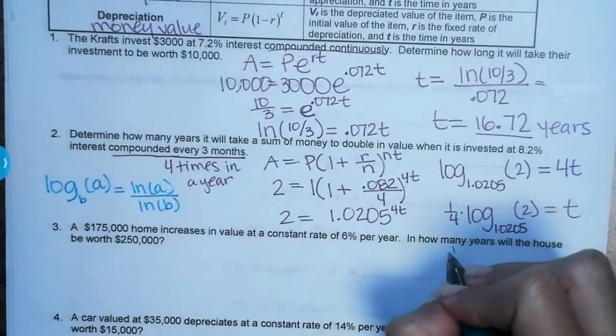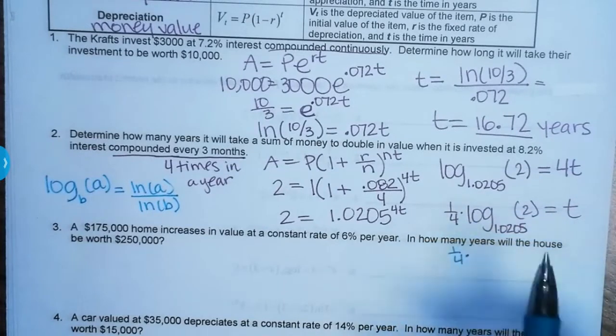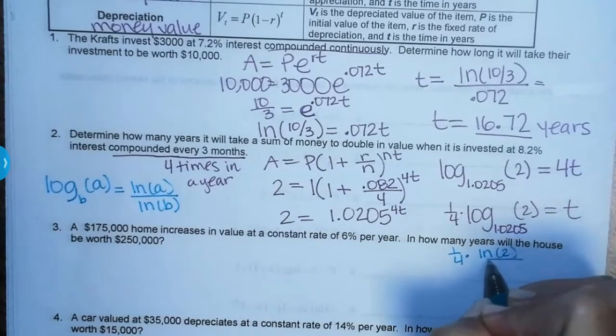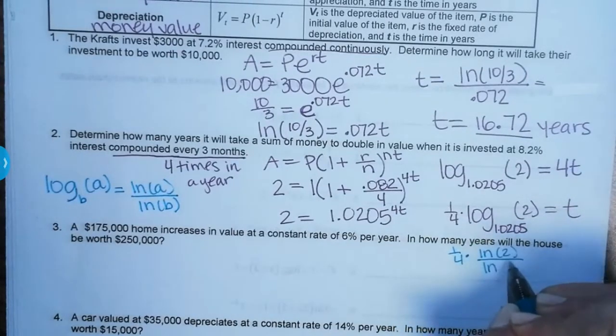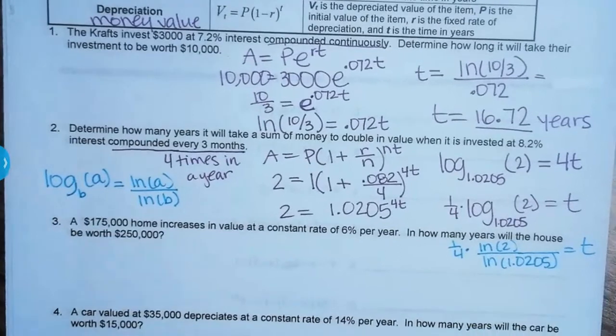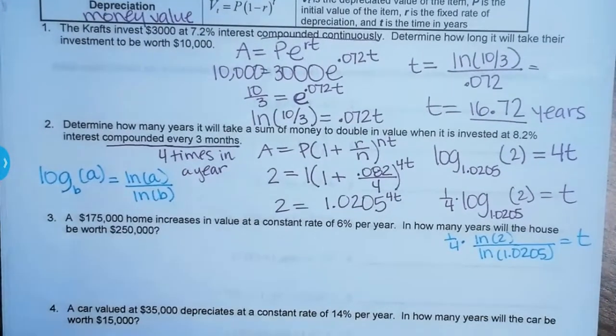This is going to be 1/4 times natural log of 2 divided by natural log of 1.0205. That's equal to t. So that's what I need to type into that decimals calculator to get the right answer if you don't have a graphing calculator.